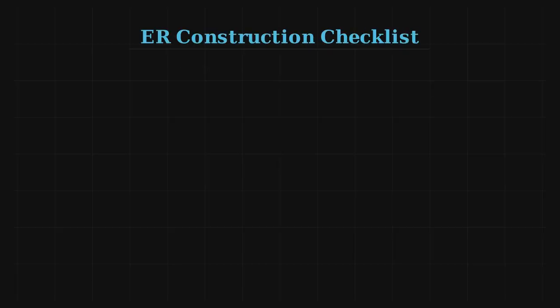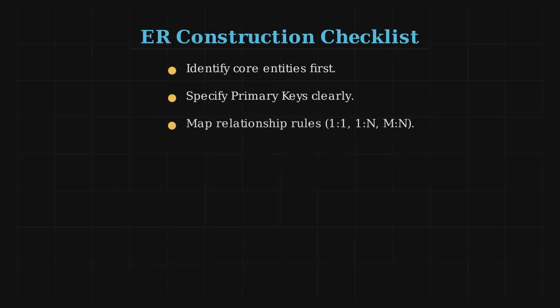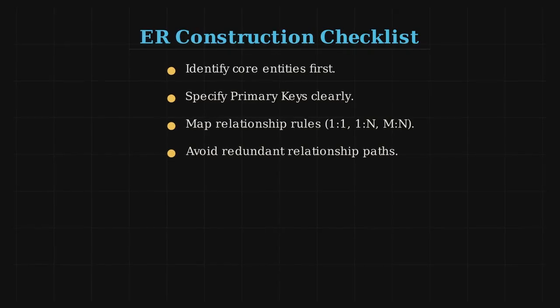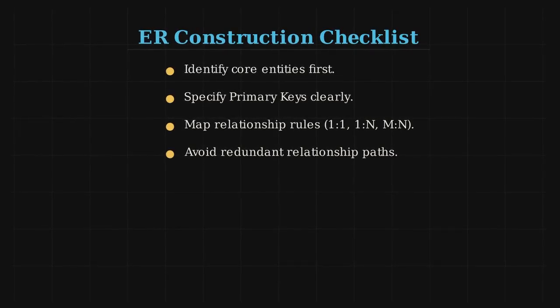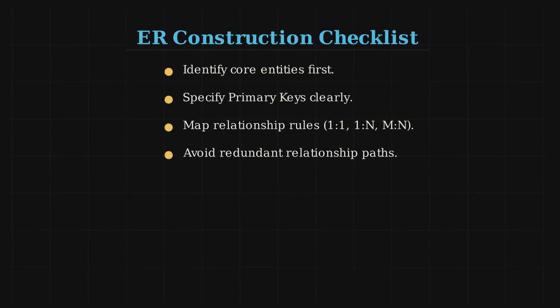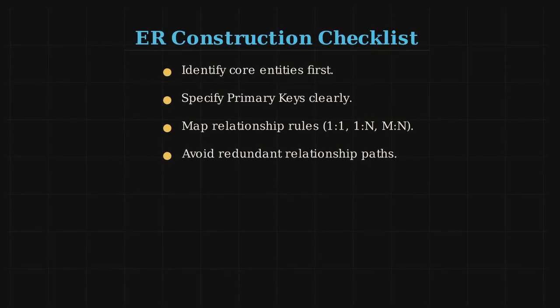To summarize, building ER diagrams requires 3 clean steps: identifying entities, mapping their key attributes, and enforcing correct cardinality constraints. Use these steps to model highly efficient, error-free databases.